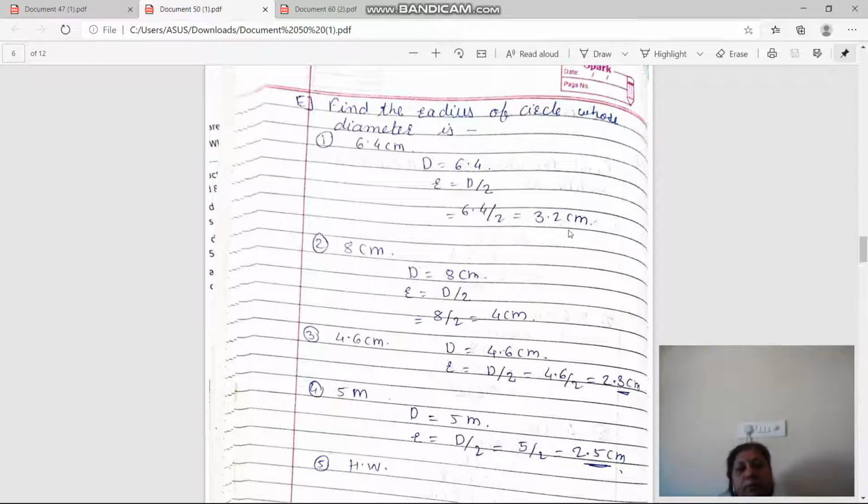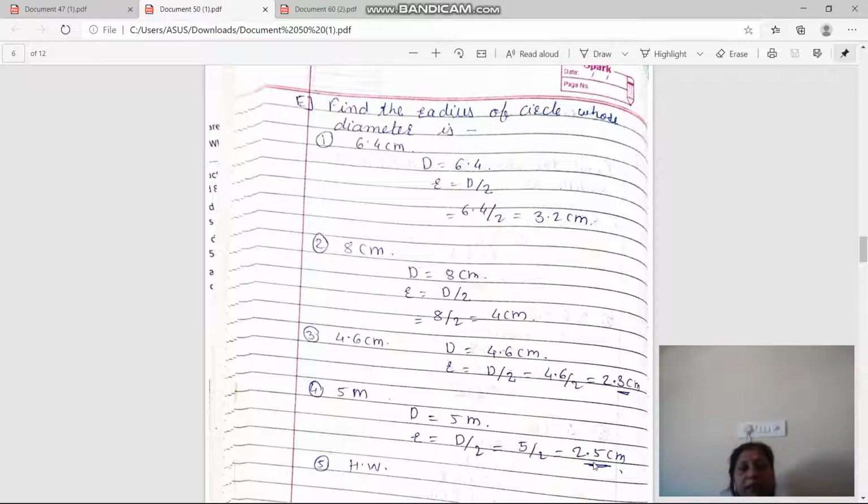It is 3.2 centimeter. Now next, 8 centimeter is diameter, then radius is equal to 8 upon 2, that is 4 centimeter. Then diameter is 4.6, then radius is equal to 4.6 upon 2, that is 2.3. Then diameter is 5 meter, so radius is equal to 5 upon 2, that is 2.5 meter.